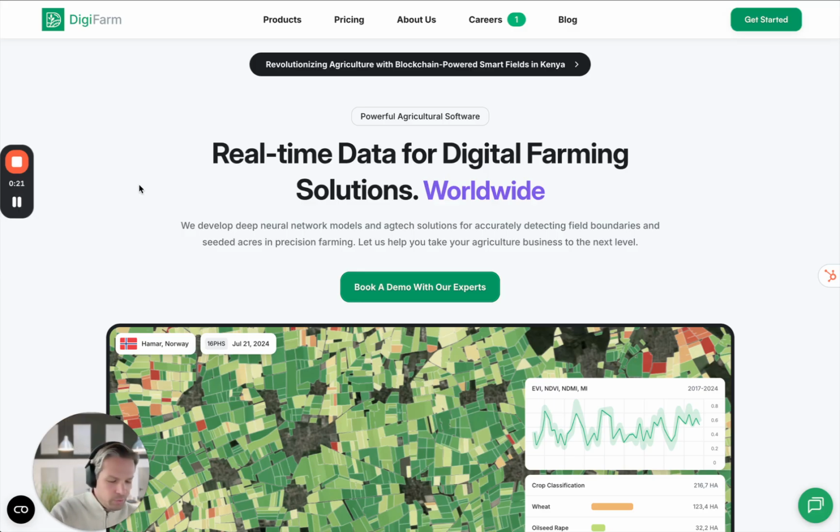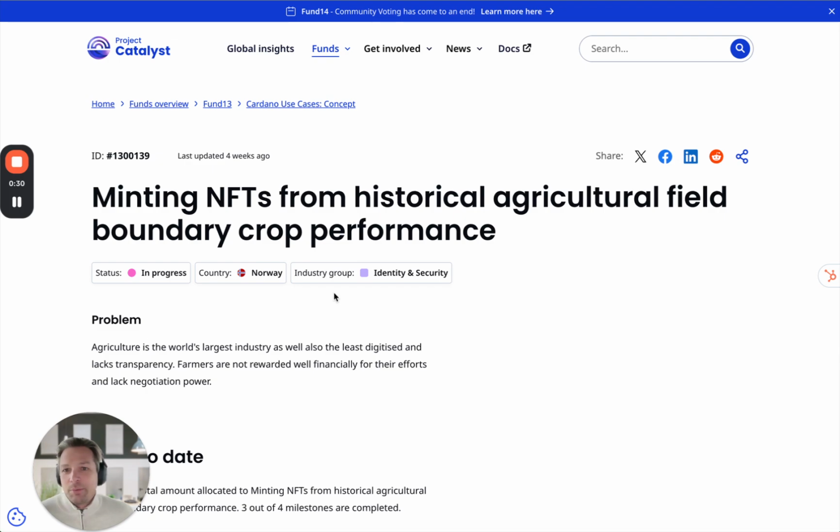And we've been lucky to go through Fund 11 and Fund 12, which was part of the data layers that we were building up towards this Fund 13. Specifically, before we had this project, we were looking at identifying field boundaries or digital identities for farmers in Kenya and Tanzania. And in this fund, we were really looking at digitizing crop historical performance.